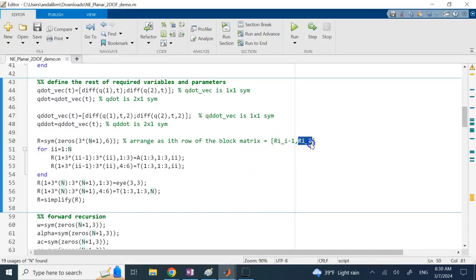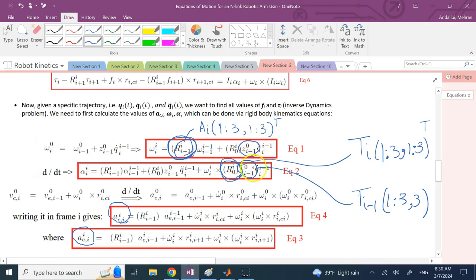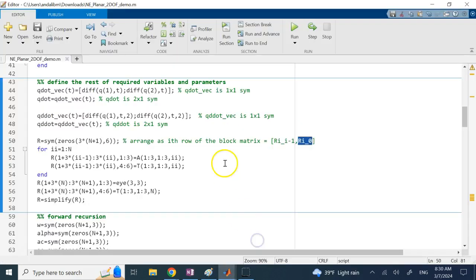R of I with respect to 0, which is again what? The transpose of this one. So these transposes that I need, I store them in what? In the left side and the right side of this matrix. And if you see, I'm doing it for I from 1 to n. In other words, the structure of the R is what here? So R is going to be like this.